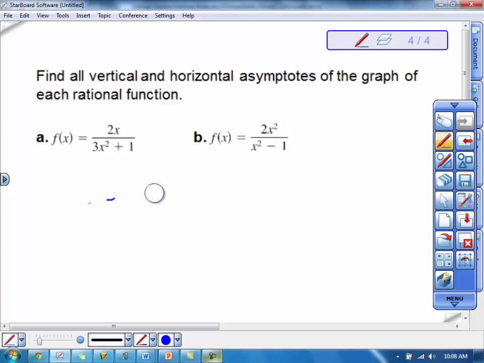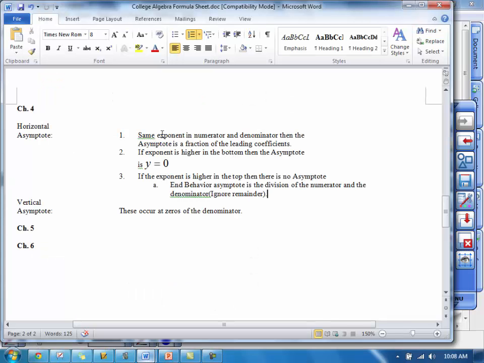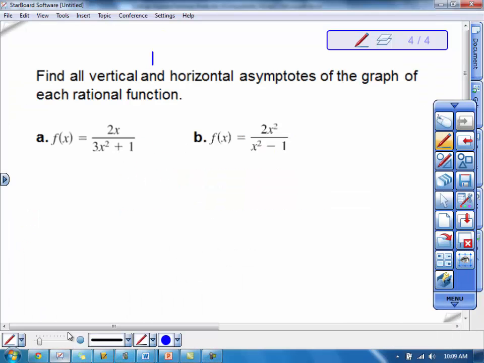How I find horizontal asymptotes, once again, this is on your formula sheet. If the exponent is the same in the numerator and denominator, then the asymptote's a fraction of the leading coefficients. That's not the case. But if the exponent's higher in the bottom, which it is in this one, that means the horizontal asymptote is the line y equals 0. Because it makes sense too. This function, whatever it looks like, as x gets bigger, it's getting bigger in the bottom faster. So the values are going to get smaller and smaller as x gets bigger and bigger.